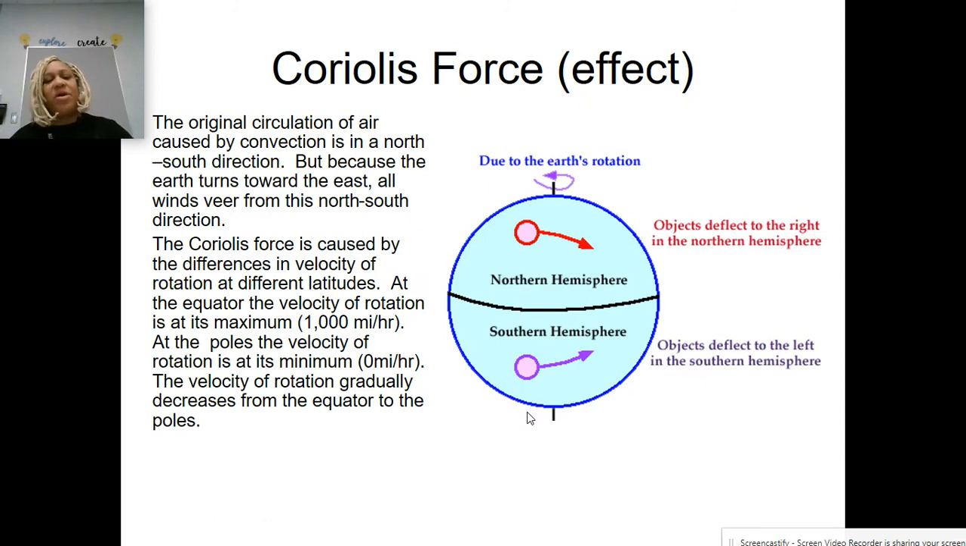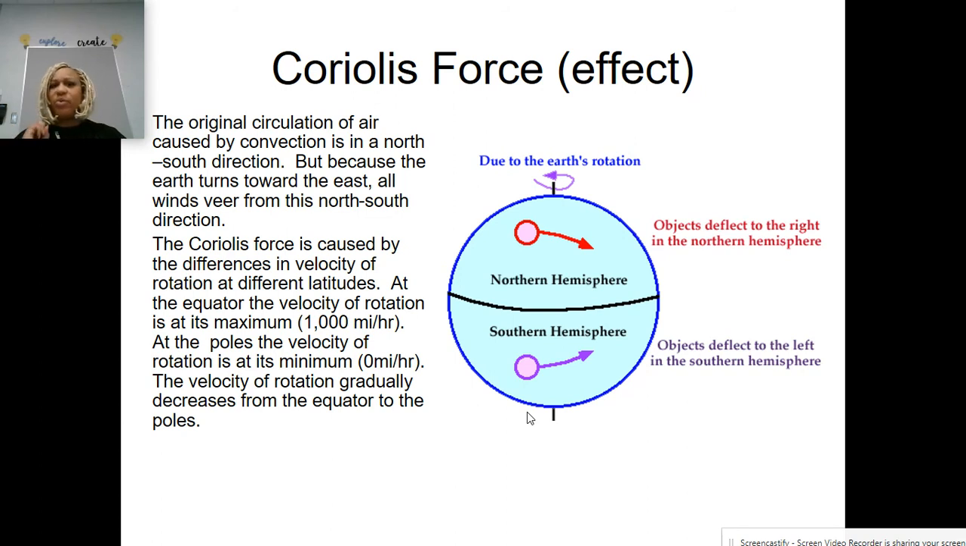Once again, with that Coriolis effect, the original circulation of air caused by convection is in the north-south direction, but because the Earth turns toward the east, all winds veer from the north to the south direction. The Coriolis force is caused by the differences in velocity of rotation at different latitudes. So when you think about the Coriolis effect, think about a merry-go-round.